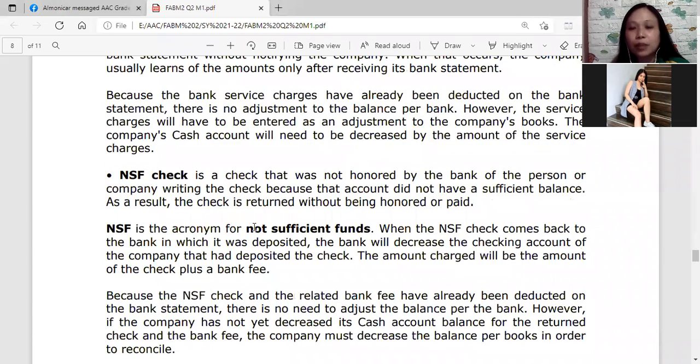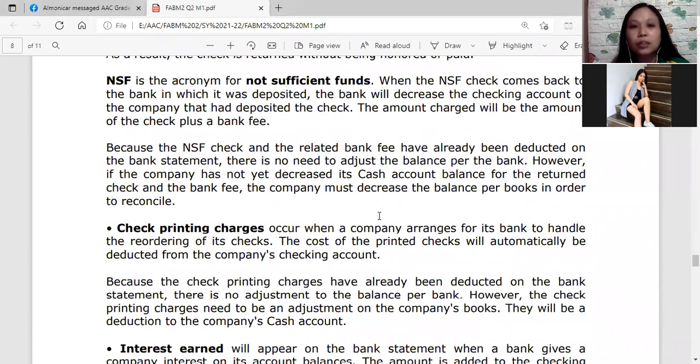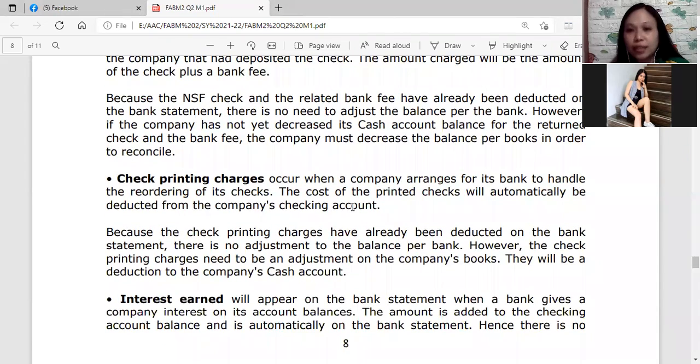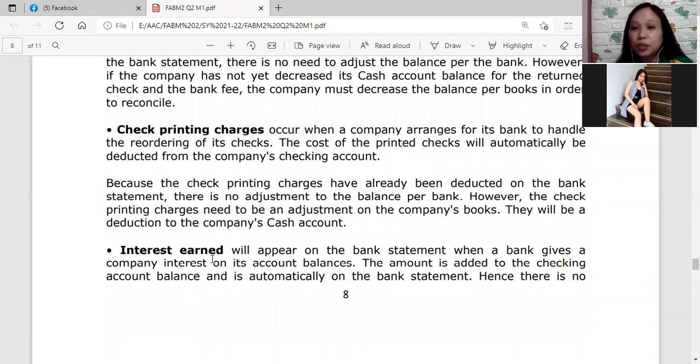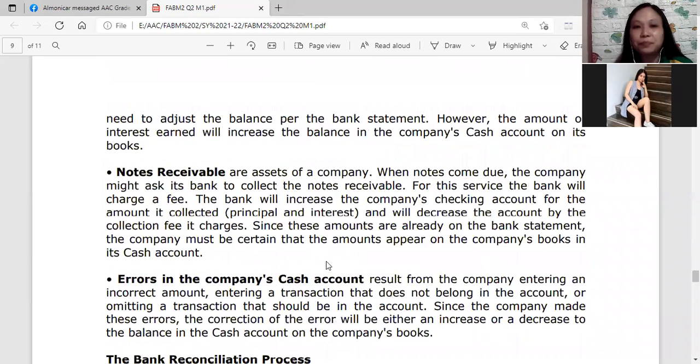The NSF, net sufficient fund, is a deduction as well. Printing charges, also a deduction. Interest earned is an addition. Earned man na siya, earned. So addition na siya, plus na siya.